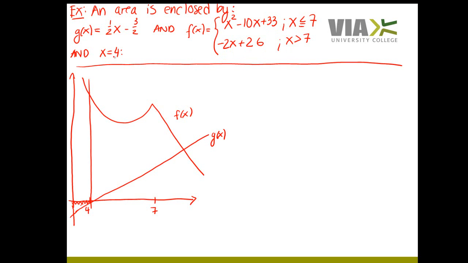Down here I've tried to illustrate this area we should calculate. First of all, we have x equals 4, that is the graph which we have here. The function g(x) is the linear function which I've sketched here, half x minus 3/2, and then I have inserted the function f(x), which is defined as this parabola here. For x being smaller than 7, that must be here, and for x greater than 7, f(x) is defined as minus 2x plus 26, which is the linear function you can find here. So the area which we are looking for must obviously be this one here.